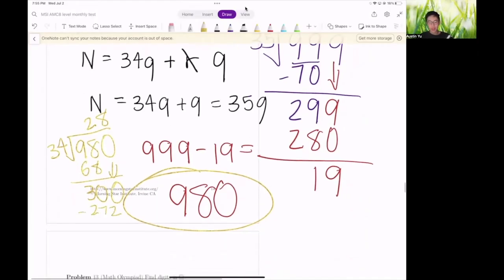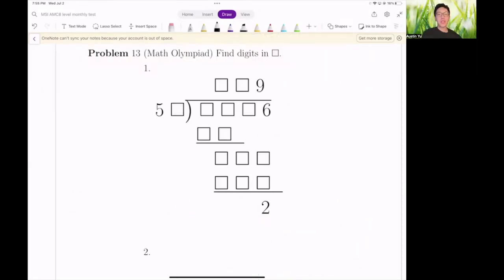And we see here that once we subtract it, it gives us a remainder of 28, which is exactly the same as the quotient. And that's how you double check your answer. The correct answer is 980 for n. Problem 13. Find the digits in all the blank squares.